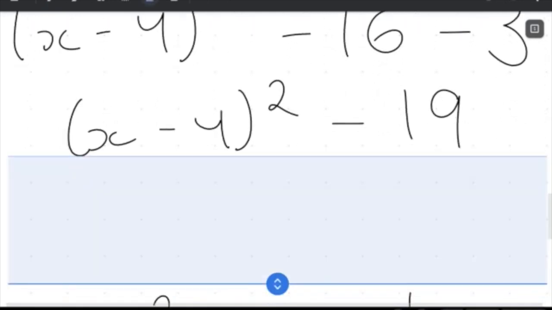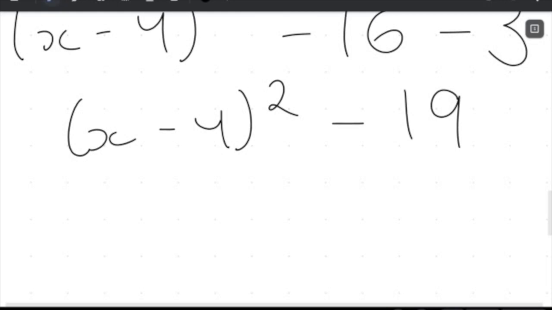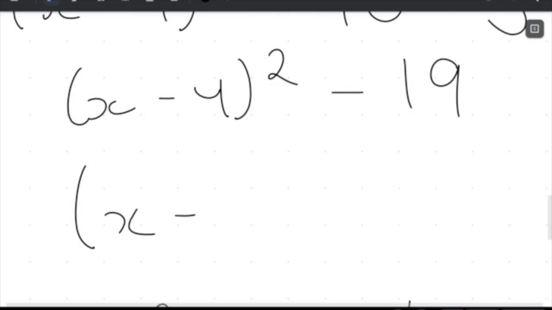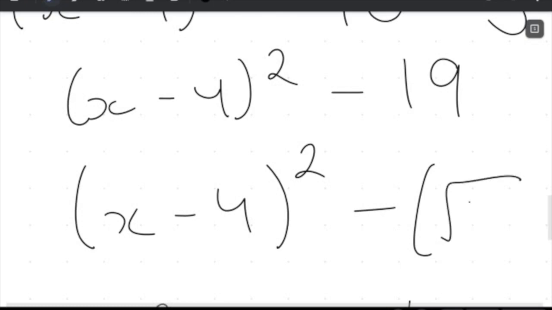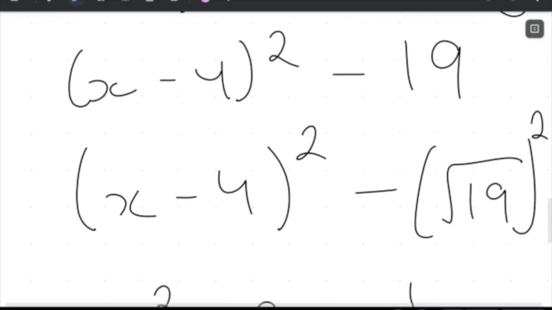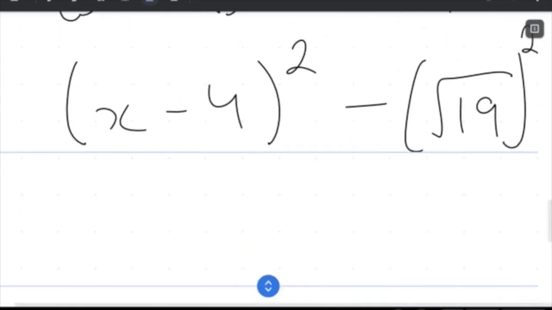So this is a pretty nice factorization. Now we can take this a step further in some cases. It depends how fussy your teachers are, but let's think about this -19. Let's leave my x minus 4 all squared. I can write 19 as the square root of 19 all squared. Because remember, a square root and a power of 2 are going to cancel each other out to just give me minus 19.